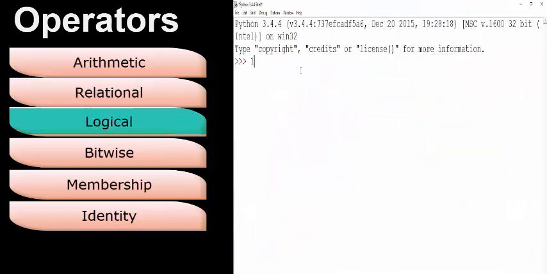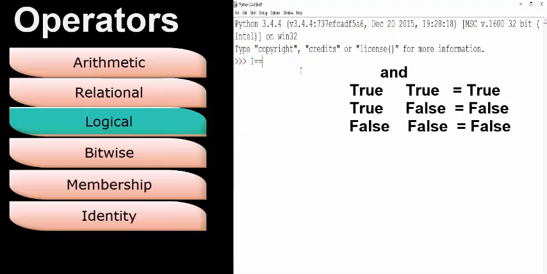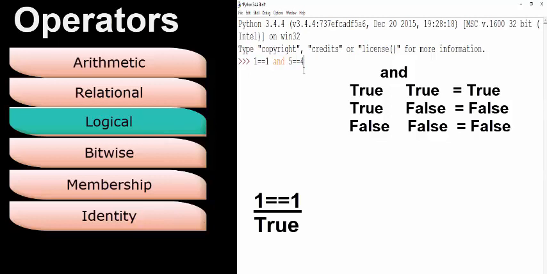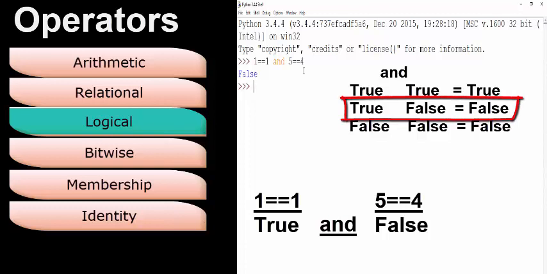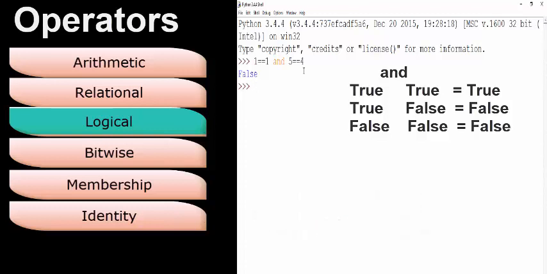Moving to next operator, that is logical operator. First one is logical and the second is logical or. It is generally used for compound condition. For example, here condition 1 equal 1 returns value as true and 5 equal 4 returns value as false. When we write logical and, it returns false because here only one value is true and the other is false. Similarly, when both values are false, then also result is false. Only when both values are true, then the output is true.